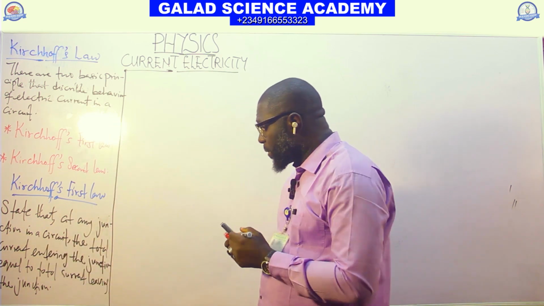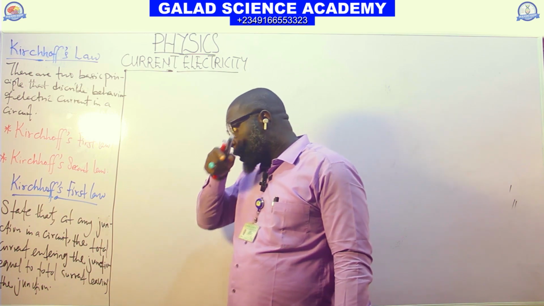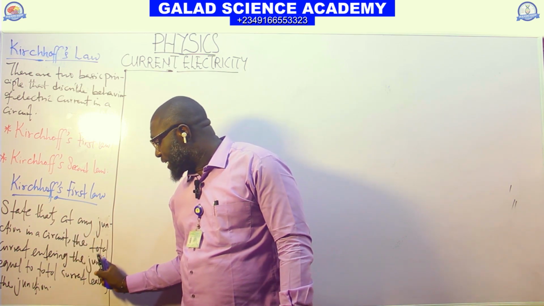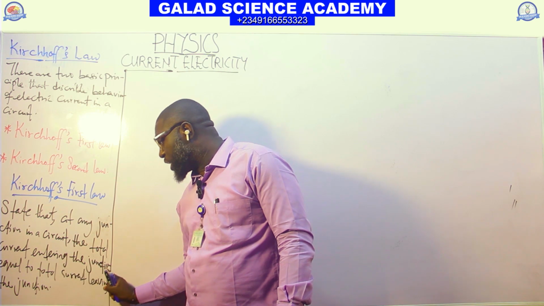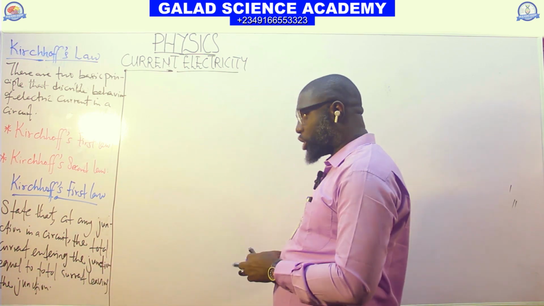The Kirchhoff's first law states that the total current entering a junction is equal to the total current leaving the junction.